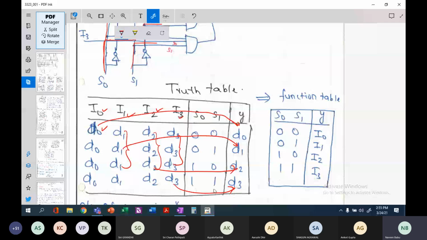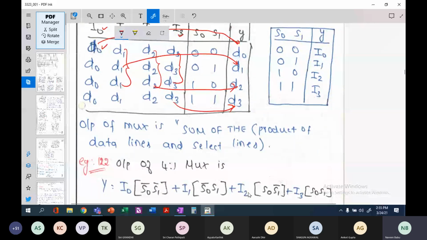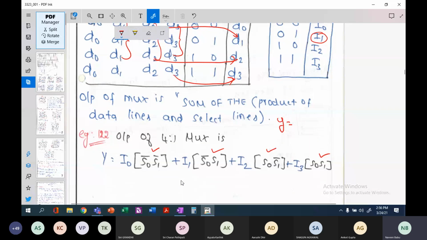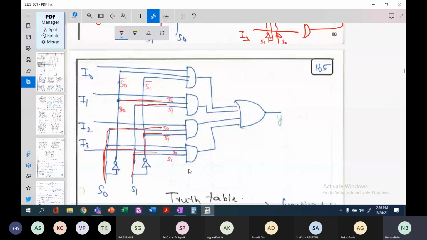Now, how do you write the Boolean expression for this? The Boolean expression can simply be written as Y is equal to I0 multiplied by S0 bar S1 bar, plus I1 multiplied by S0 bar S1, plus I2 multiplied by S0 S1 bar, plus I3 multiplied by S0 S1. So the output of your multiplexer will be the SOP of these terms. This is how you write the Boolean expression for a 4x1 multiplexer.